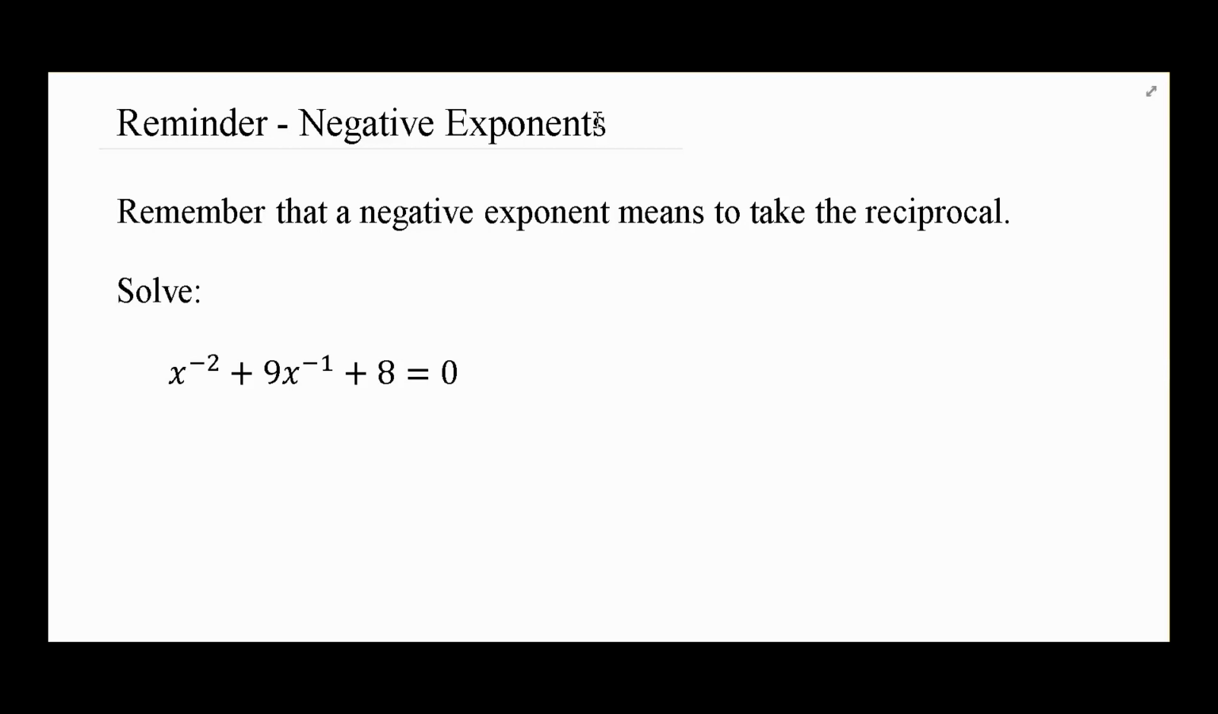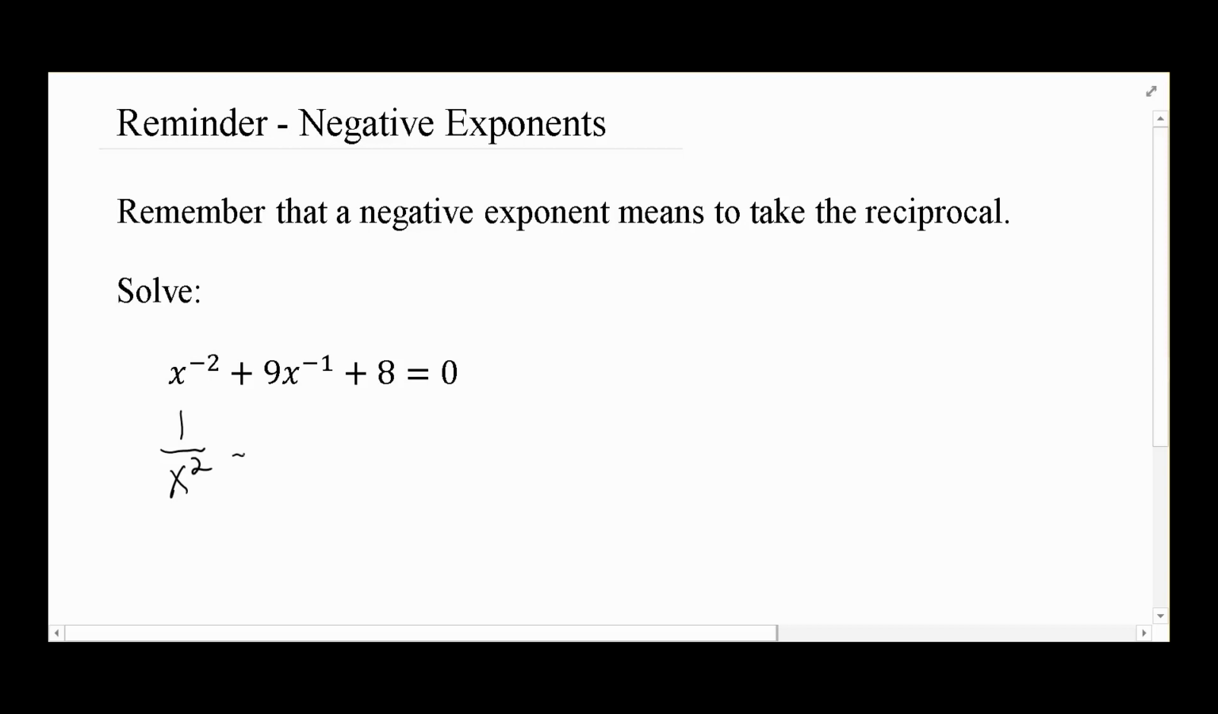But you also want to be careful about what it is that we're taking the reciprocal of. So x to the negative first means to take the reciprocal of x squared. So it becomes 1 over x squared. Now where this becomes tricky then is in this middle term.